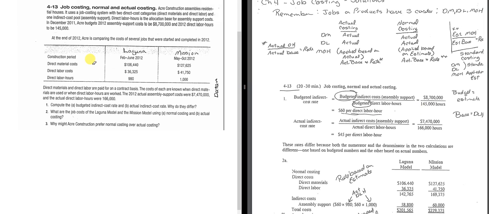Okay, here's my information during the year. Okay, and I'm going to skip down here. In 2012, actual assembly costs were $7,470,000 and actual direct labor hours were 166. So for actual costing, I use actual cost divided by actual base. They're going to get 45. Okay, and so why do these differ? Well, because one's based on budget and one's based on actual. Okay, so what is the costing?